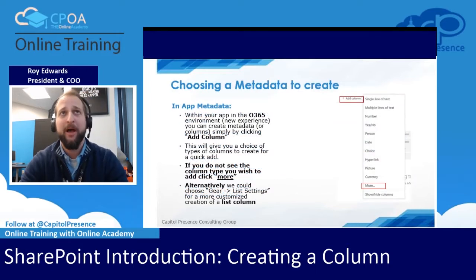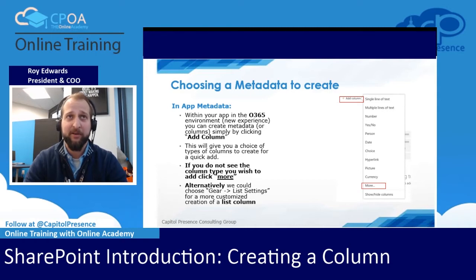So, choosing a metadata or column to create. We're going to go ahead and do this in the new experience for SharePoint Online. And then on the second half of this, I'll do it through the gear, which is more applicable to the 2010, 2013 environments. So inside the list or library, you can click Add Column. You'll then see a drop down which says single line of text, multiple lines of text, etc. Then you would also see an area, More, which I have highlighted red on the side. This would bring up the traditional way of adding a column. So then you would see the field, so on and so forth, in more of the settings site.